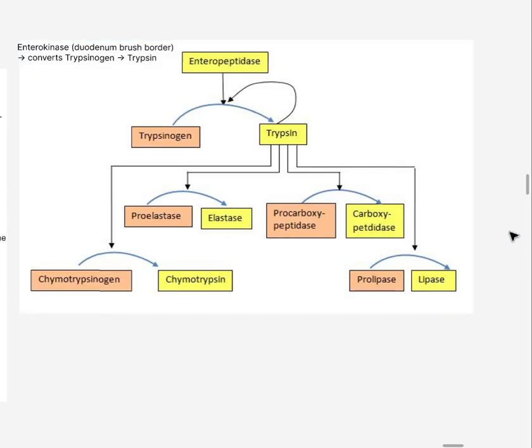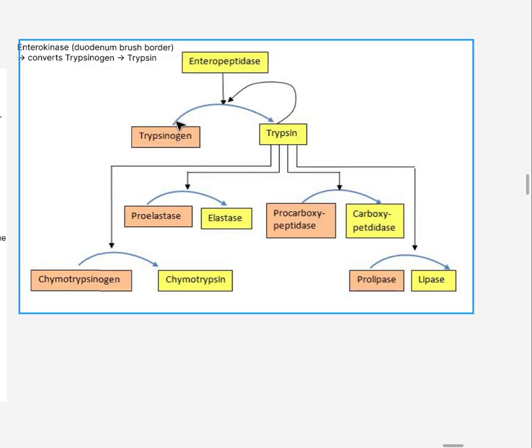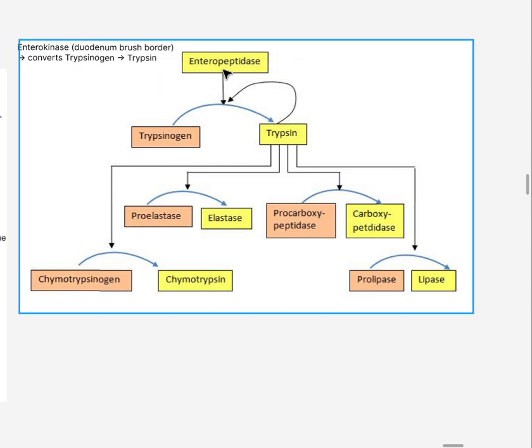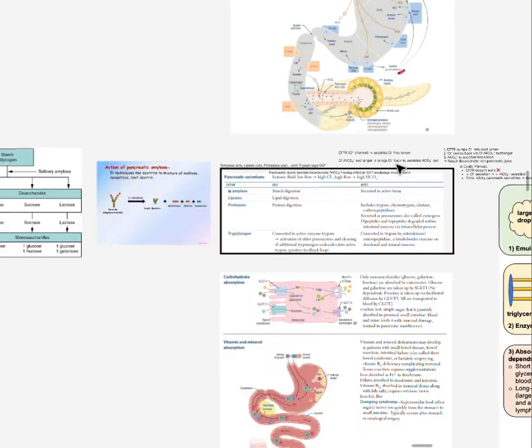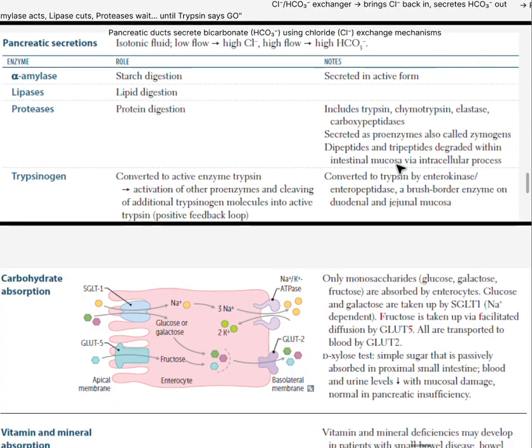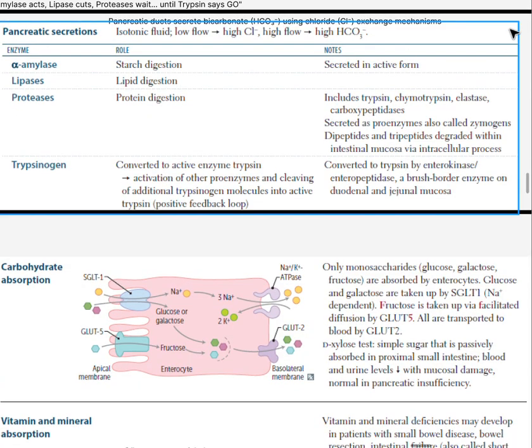So this is all happening because the trypsinogen is now converted into trypsin by the enteropeptidase in the duodenum brush border. And so our body maintains this in the duodenum because all these yellow active enzymes would eat the pancreas itself if they are secreted in the active form. So they're not secreted in the active form. The duodenum converts them into the active form. So that's something for you guys. That's our pancreatic secretions right there.